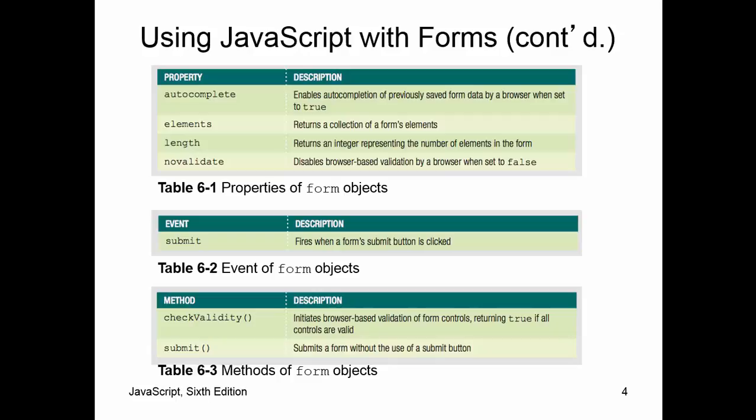The elements property of a form object returns a collection of all of the form elements. That's important because you can treat that as though it's an array, and you can iterate your way through it to do certain things. Length returns an integer that represents the number of form elements you have. And noValidate, notice as it says, when it's set to false, it disables browser-based validation by a browser. There may be a reason that you have some field or fields that you don't want validated for whatever reason.